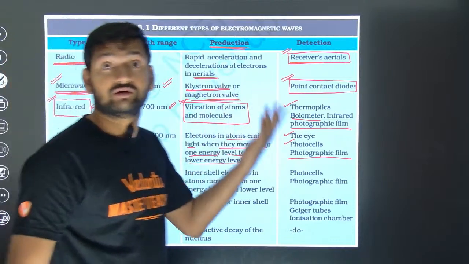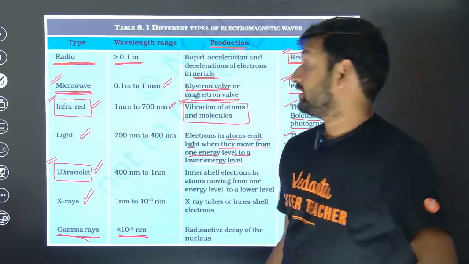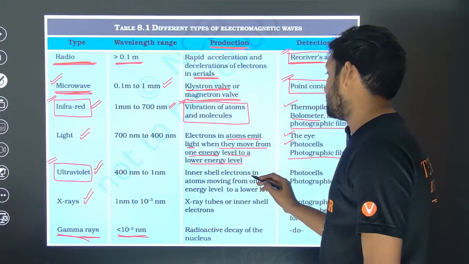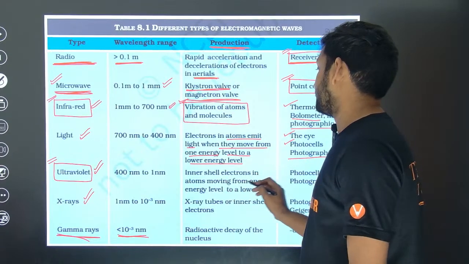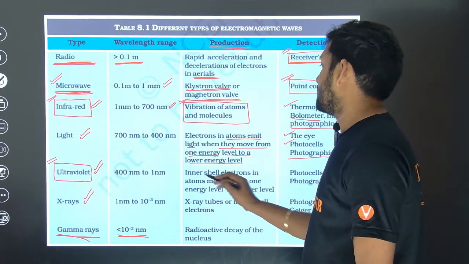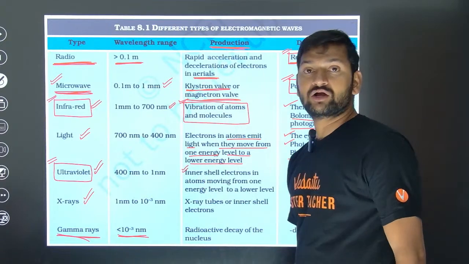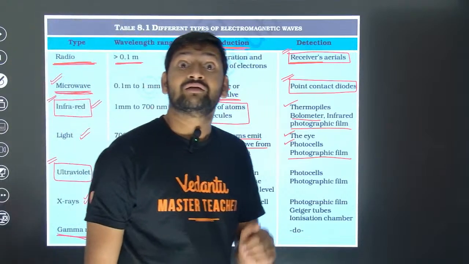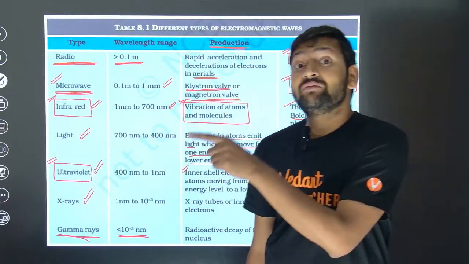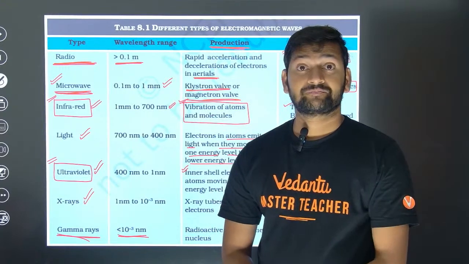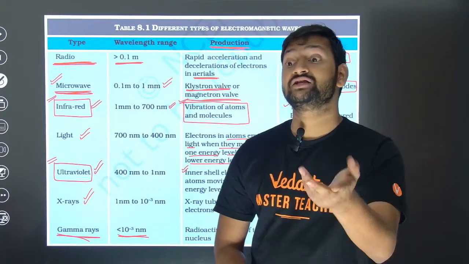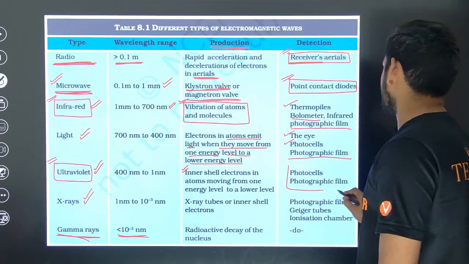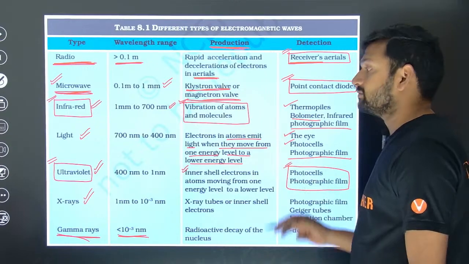Next, UV, dangerous. All the ones which are below are not dangerous. Beyond light, wavelength decreases, energy increases, so UV is dangerous. It comes from inner shell electrons in atoms moving from one energy level to a lower energy level. Why are they talking about inner shells? Because the energy gap will be more. If the energy gap is more, then the photons coming out are going to have more energy. More energy means they are dangerous. Now, how are they going to be detected? With the help of photocells or photographic films.